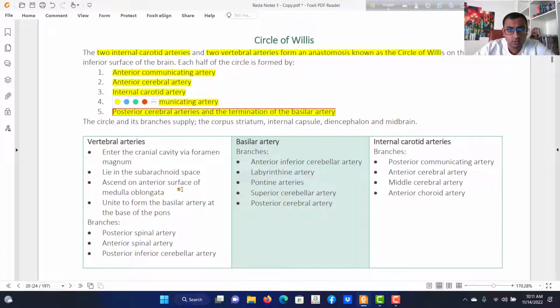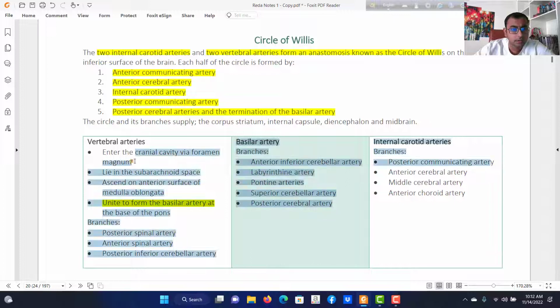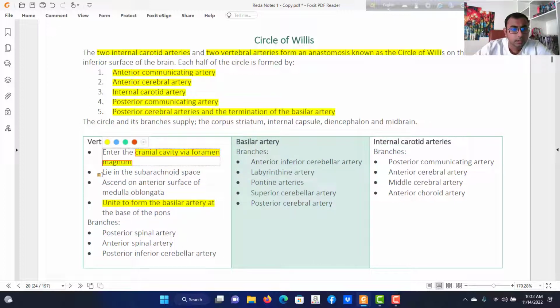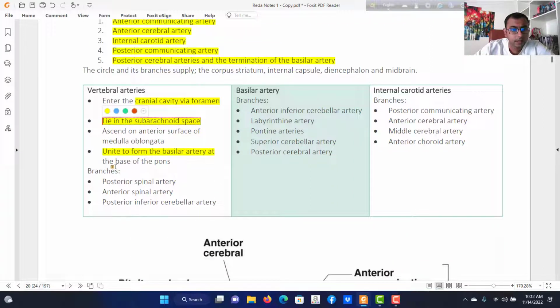So what are the branches of those things? The vertebral arteries are branches of the subclavian artery and form the basilar artery. They enter the cranial cavity via the foramen magnum and lie in the subarachnoid space in relation to the base of the bones. The branches are the posterior spinal artery, the anterior spinal artery, and the posterior inferior cerebellar artery. These are three important branches derived from the vertebral artery.